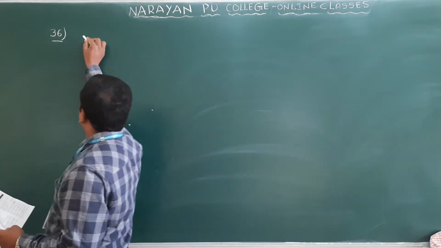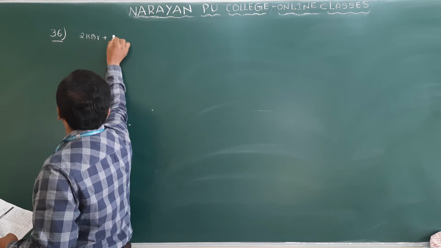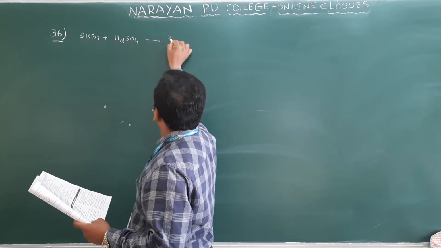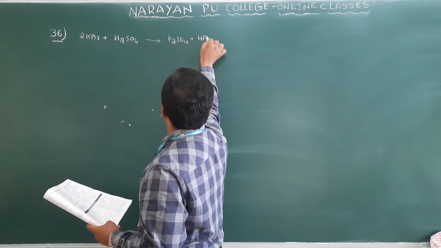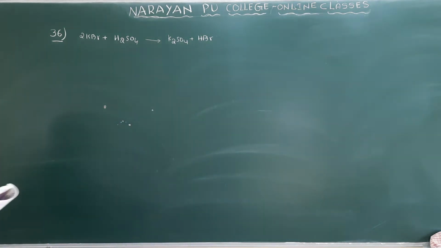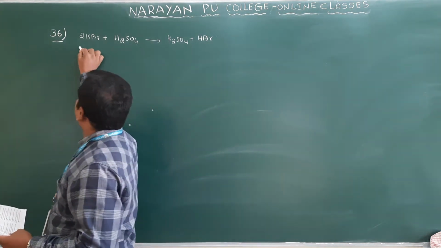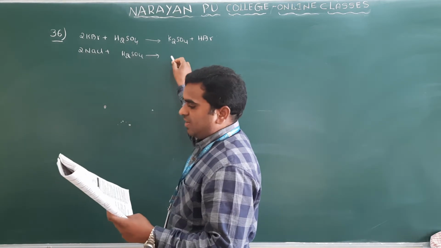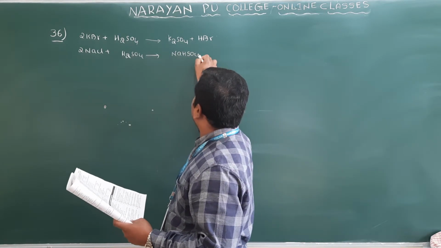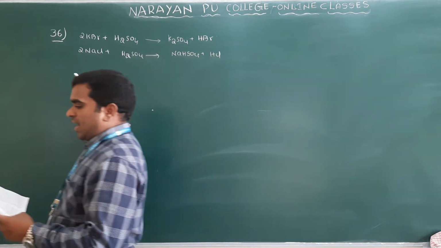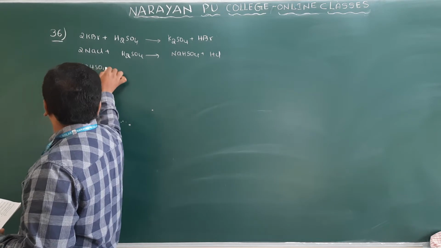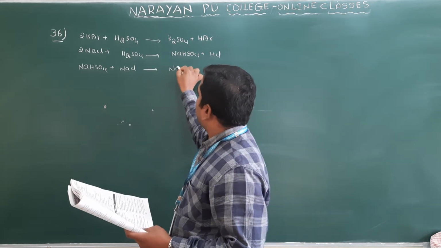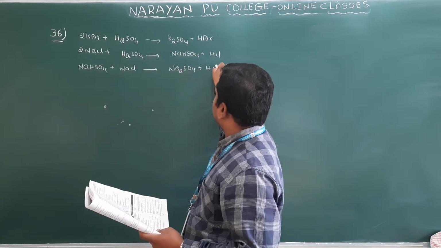Clear? First reaction they have given 2 KBr plus concentrated H2SO4. It gives K2SO4 plus HBr. Second reaction, NaCl. So 2 NaCl plus H2SO4. Same here, H2SO4 they have given and it gives NaHSO4 plus HCl. And the third one, NaHSO4, sodium bisulfate, is treated with NaCl and it gives Na2SO4 plus HCl.